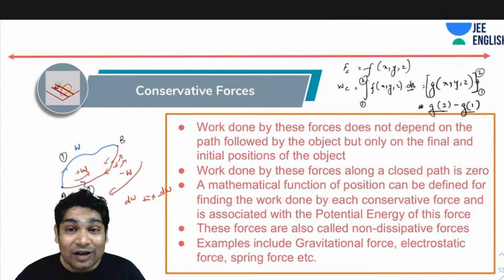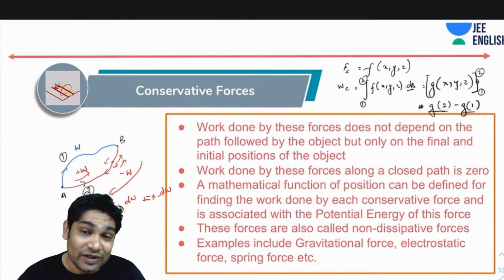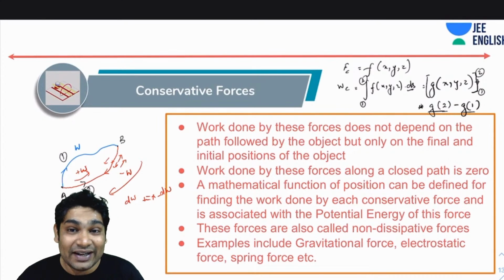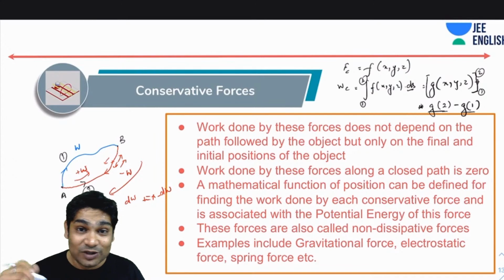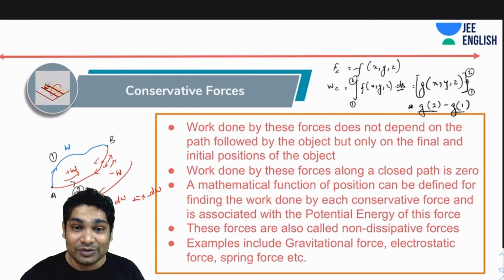So these forces are called non-dissipative forces also. Why? Because they are not wasting any energy that they are taking. The examples of conservative forces are gravitational force, electrostatic force, spring force, etc. There are many more conservative forces which are possible. These are some examples.